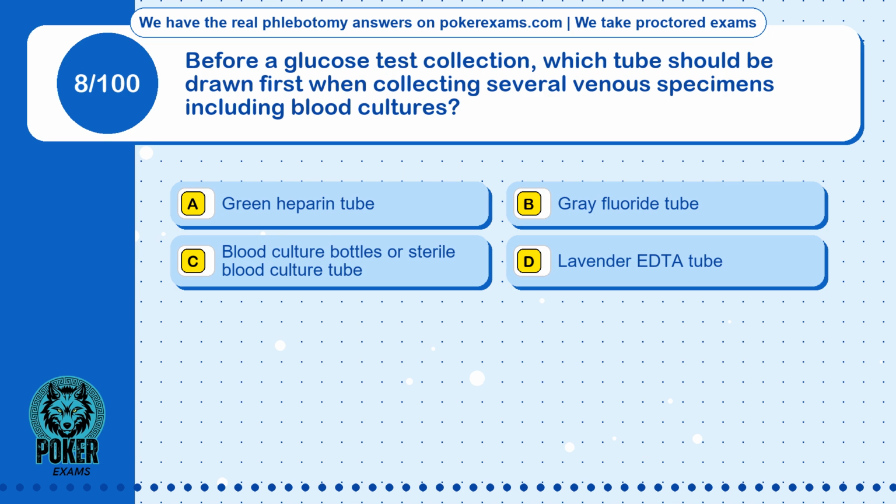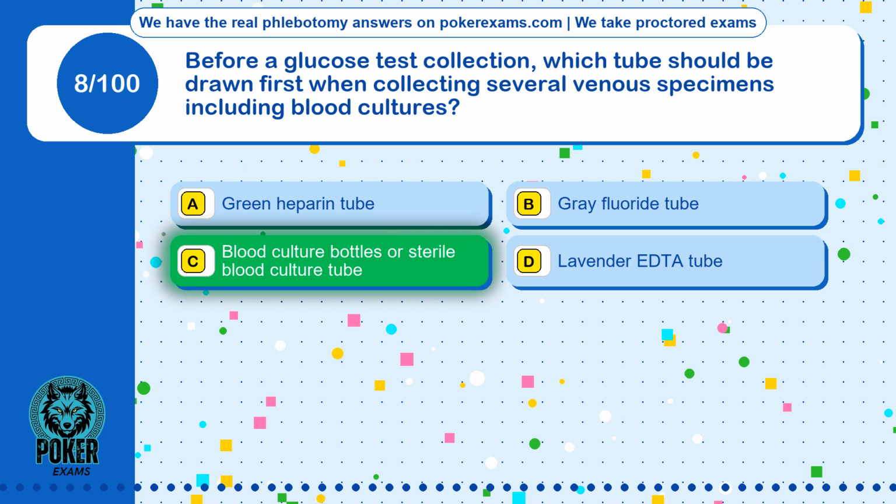Question 8. Before a glucose test collection, which tube should be drawn first when collecting several venous specimens including blood cultures? Option A, green heparin tube. Option B, gray fluoride tube. Option C, blood culture bottles or sterile blood culture tube. Option D, lavender EDTA tube.